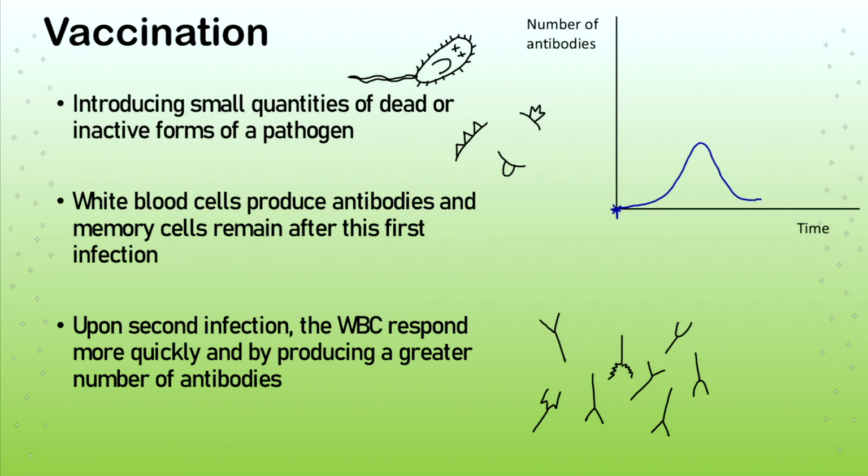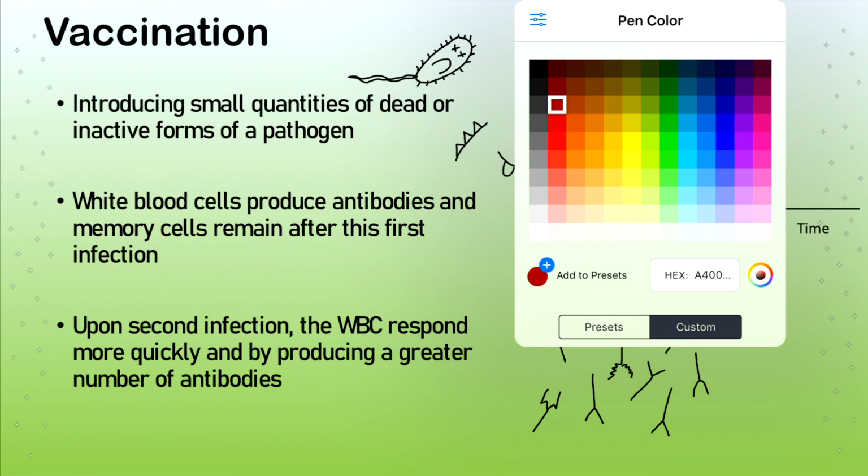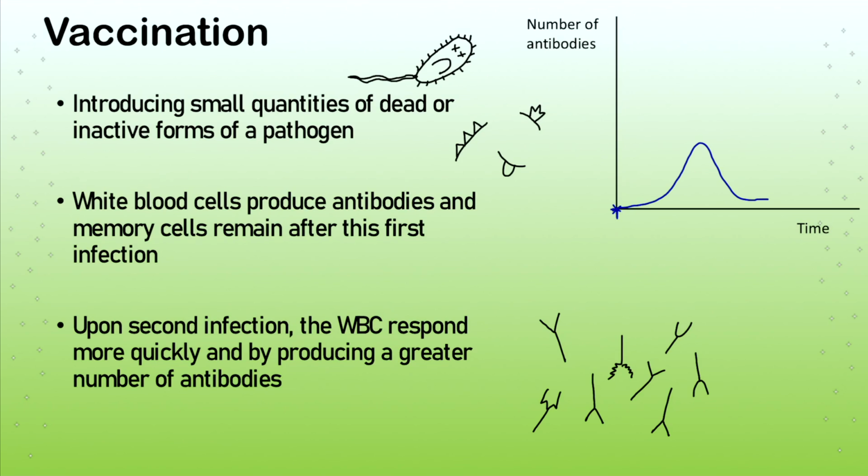It doesn't go completely to 0 because, like the memory cells, there need to be some left behind in your blood to fight a future infection. If then a future infection shows, say you've been vaccinated against measles, at this point you have an immune response, you've produced a large number of antibodies, you've destroyed the infection, and then you're given measles for real.